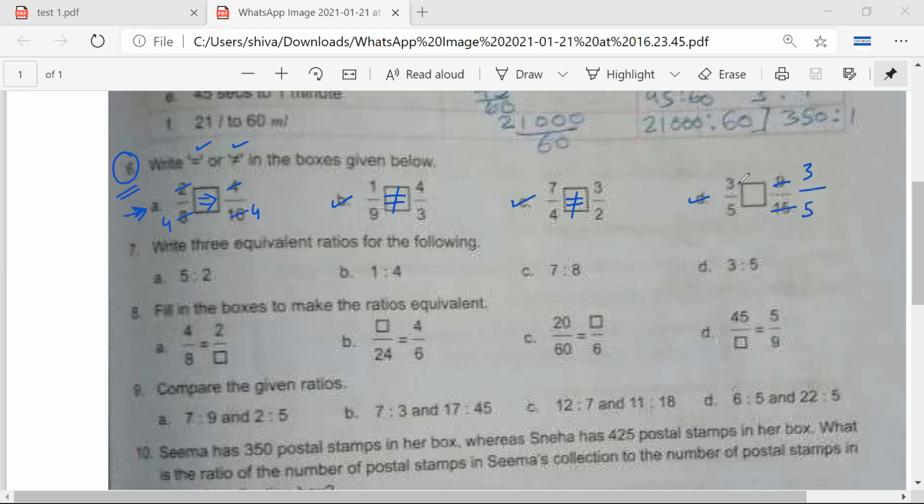so Mr. Satya, this will be 3 by 5 is equal to 3 by 5. Equal to. Yeah. Any doubt in this? No, sir.